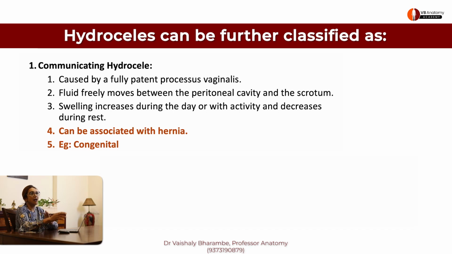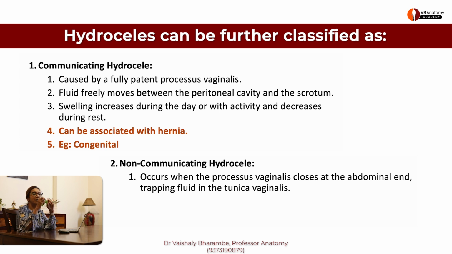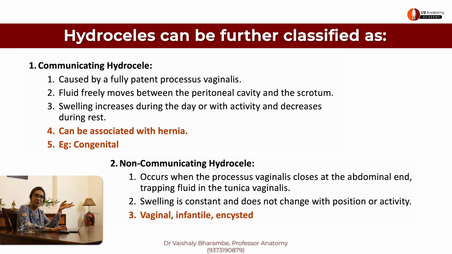Remember, hydroceles are therefore classified as communicating and non-communicating. When they are communicating, they will change their size. They will communicate with the abdominal cavity. Non-communicating means some obliteration of the processus vaginalis has happened. The vaginal, the infantile, the encysted are all non-communicating hydroceles.